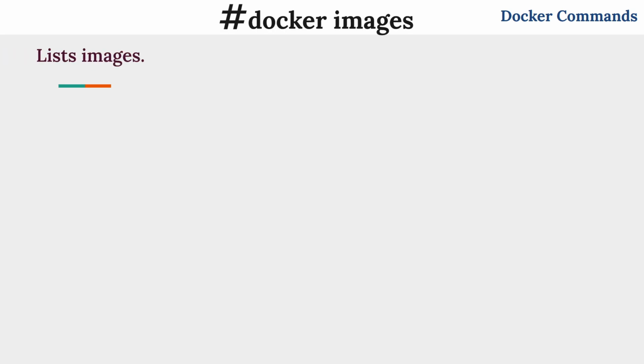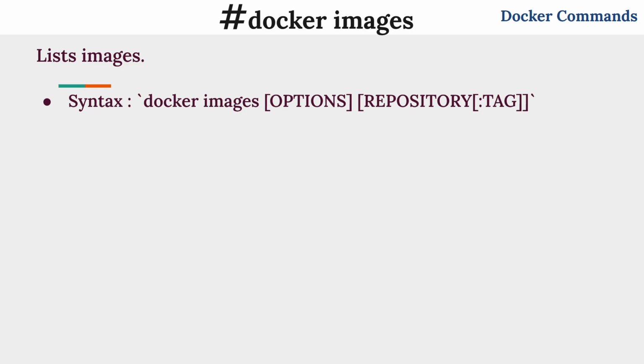Next command is docker images. The docker images command is used to list all the Docker images stored on your local machine. It provides a detailed view of all available images, including their repository names, tags, IDs, creation dates, and sizes. This command is essential for managing and keeping track of the images you have downloaded or created. Here's a detailed explanation of how to use this command effectively.